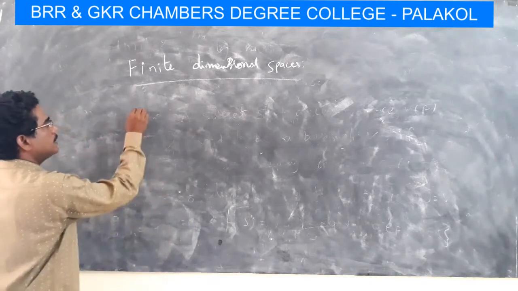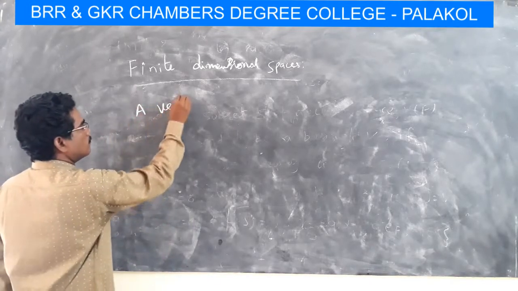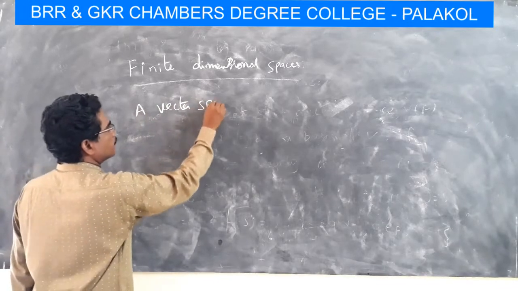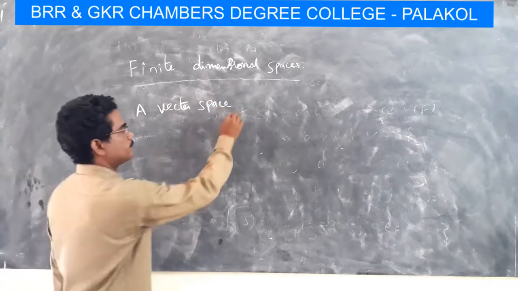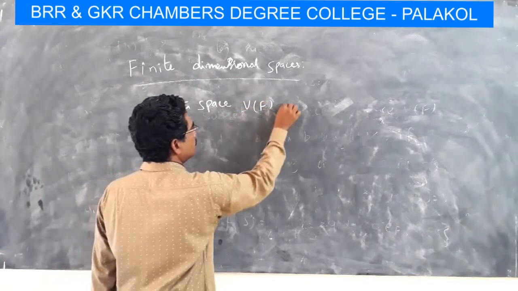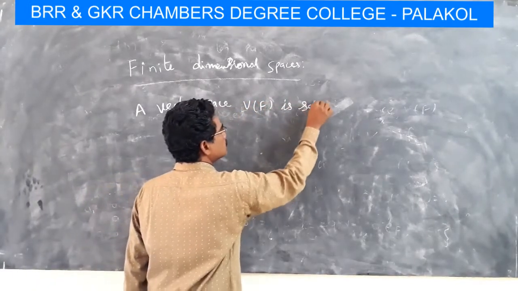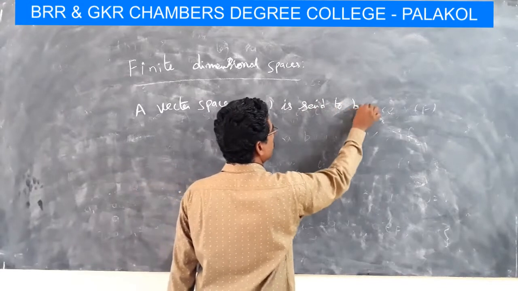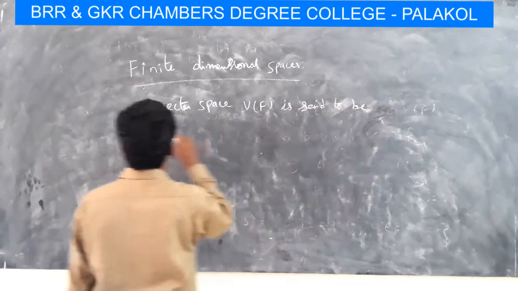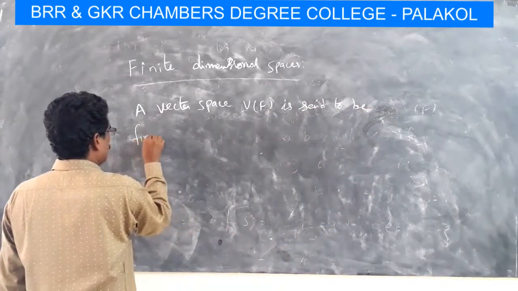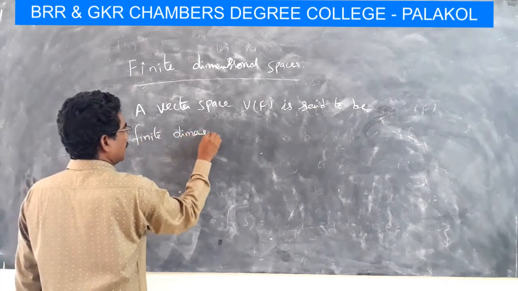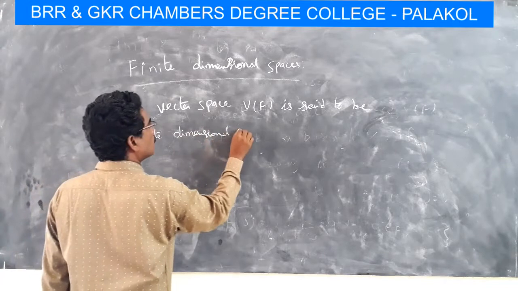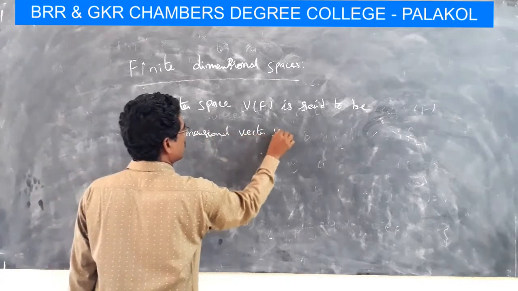Once again, a vector space V of F is said to be a finite dimensional vector space.